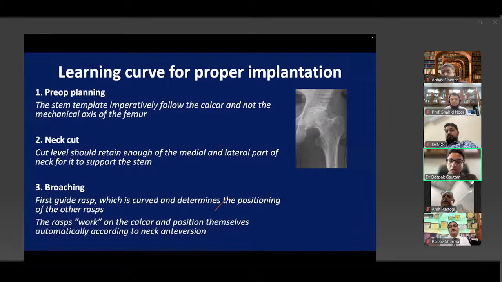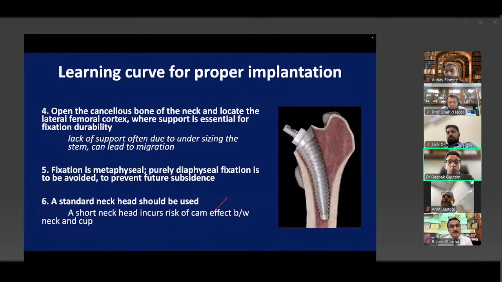Remember, your first broach determines the position of the rasp. The rasp works on the calcar and positions itself according to the neck anteversion. You cannot change the anteversion thereafter. The rasp opens the cancellous bone of the neck and locates the lateral femoral cortex, where support is essential for the third fixation. The third fixation is in the lateral cortex. So what we usually do, after opening up the canal, is pass a bone lever or the suction tip to feel the lateral cortex, whether it is filling the lateral cortex or not.